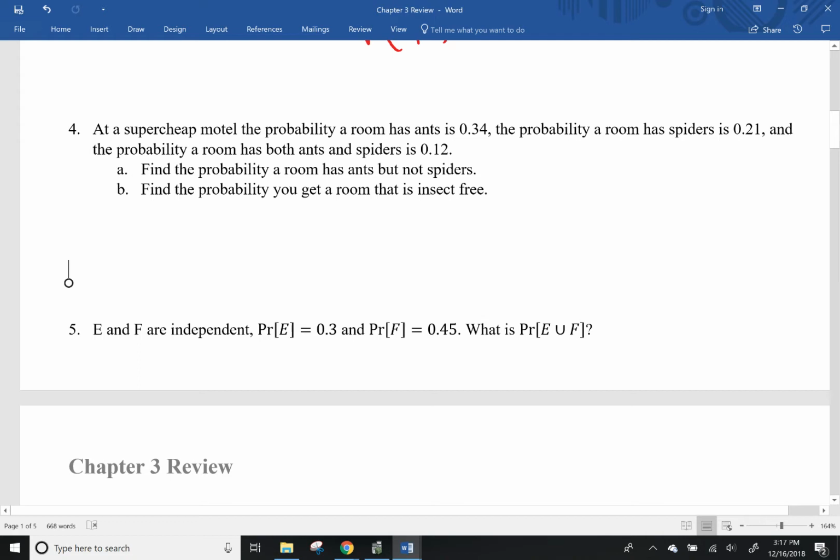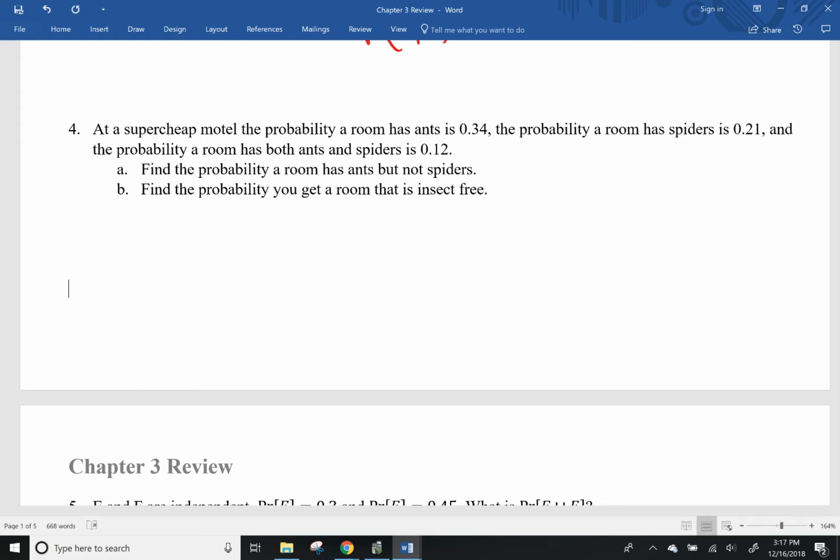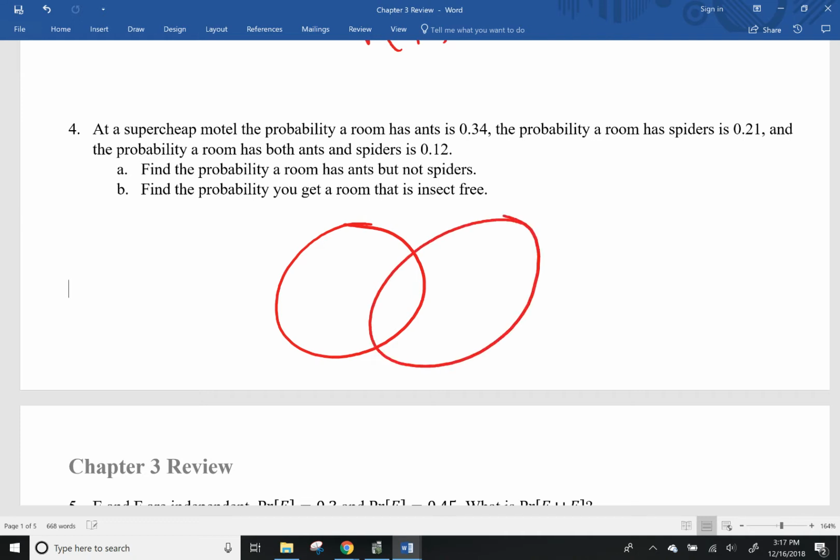Number 4. You can do this without circles, but some people like to visualize the problem with circles, so I'm going to use them here. Super cheap motel. The probability a room has ants is 0.34. The probability a room has spiders is 0.21, and the probability a room has both ants and spiders is 0.12. So we're going to have a circle for ants and a circle for spiders.